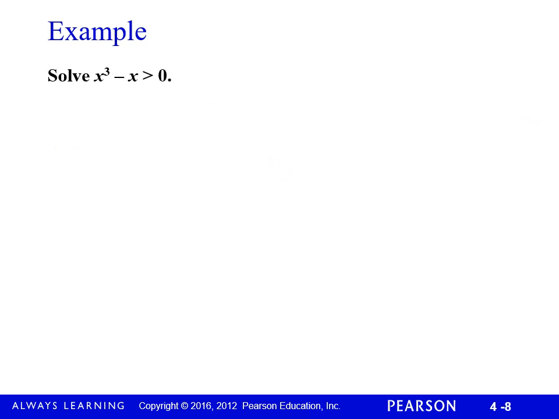Let's try another one. x cubed minus x is greater than 0. Well, we already have 0 on one side, so that's in good shape. So now all we have to do is find all the zeros. Now, this is actually kind of bad notation. We should have turned this greater than into is equal to actually solve for the zeros. So this is a little bit of a misnomer, but we have factored it.